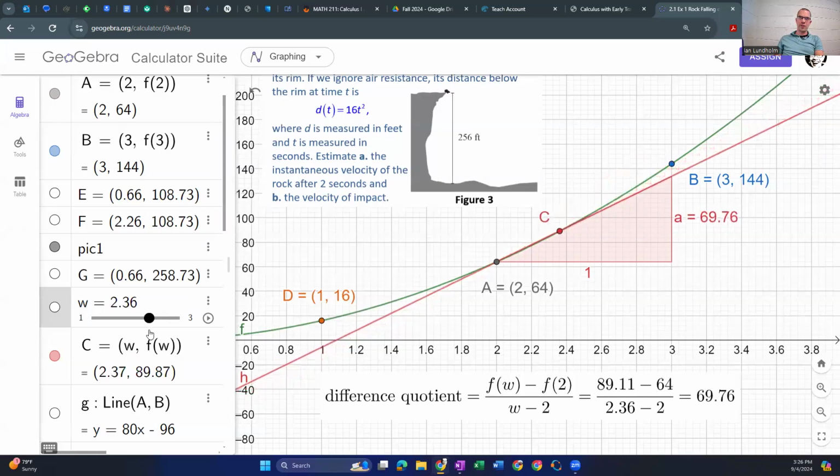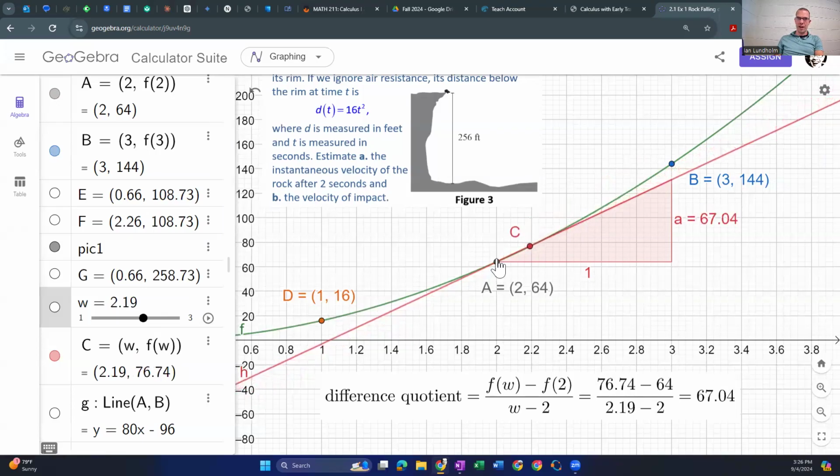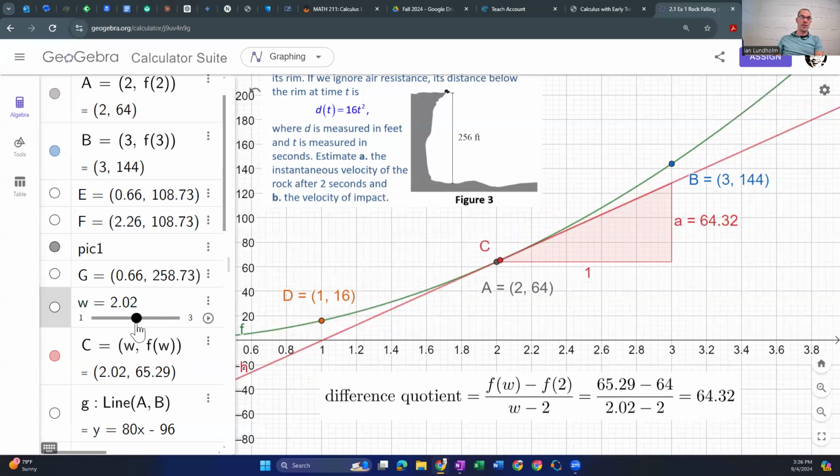But as we get closer and closer and closer, we're trying to estimate the slope at this point, and maybe if I can get it down to 2.01, you can see that we're a little bit over 64. And the idea is that if this thing called a derivative exists, we should be able to get arbitrarily close to the actual instantaneous velocity that we want to get to.